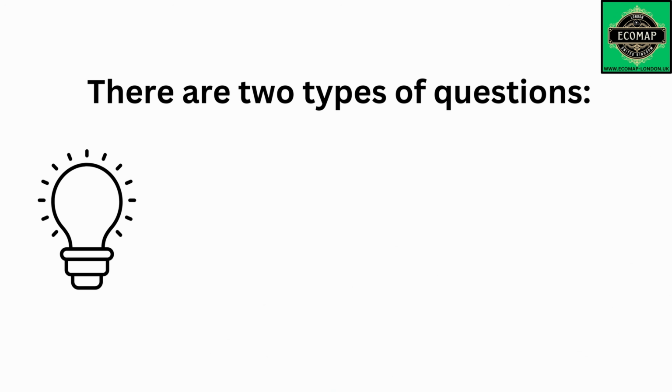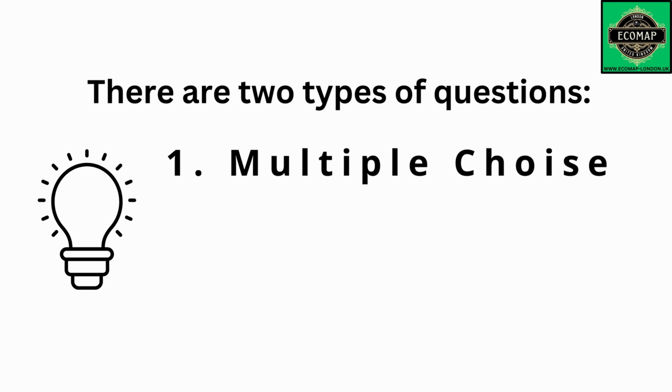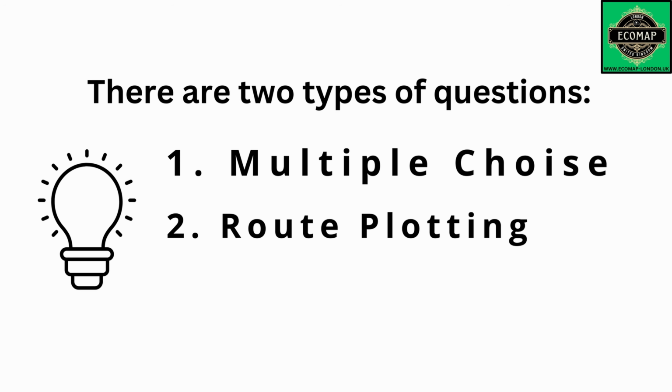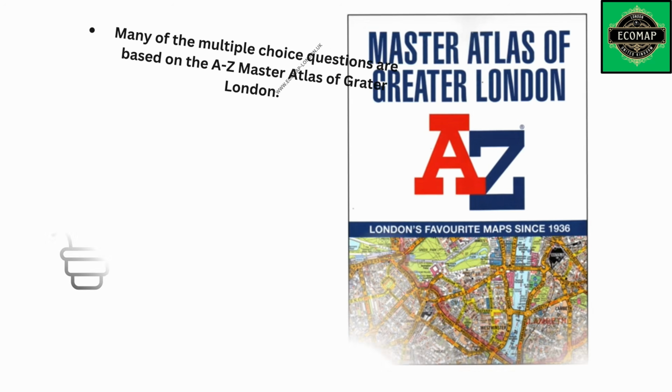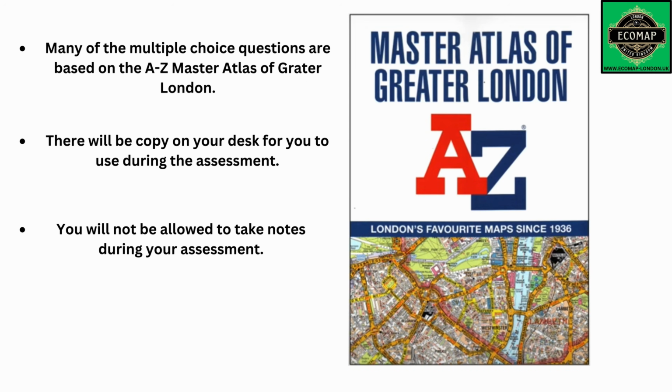There are two types of questions: multiple choice questions and route plotting questions. Multiple choice questions give you answer options from which to choose. It is important to read the question carefully, as it may tell you to select more than one answer. Many of the multiple choice questions are based on the A to Z Master Atlas of Greater London. There will be a copy of the atlas on your desk for you to use during your assessment. You will not be allowed to make notes during your assessment.